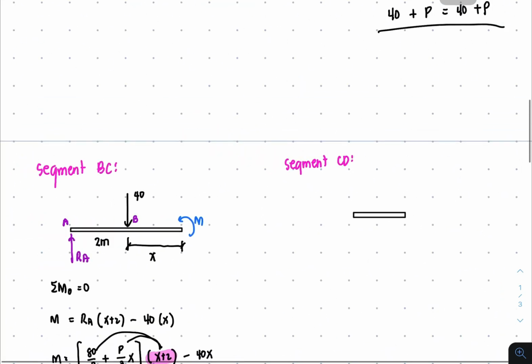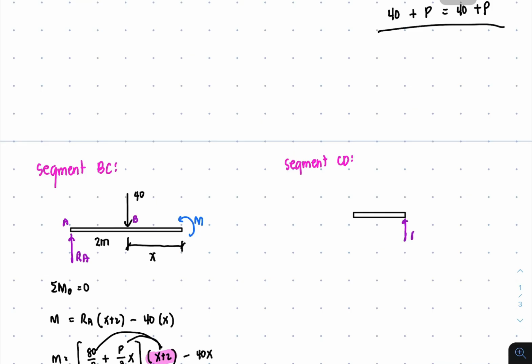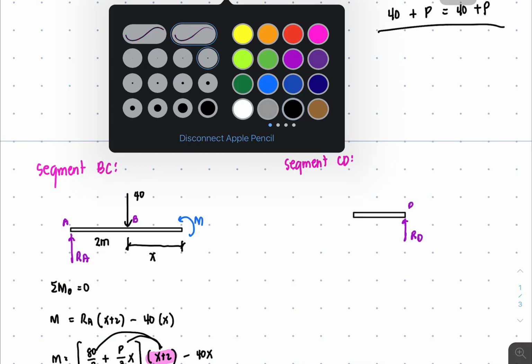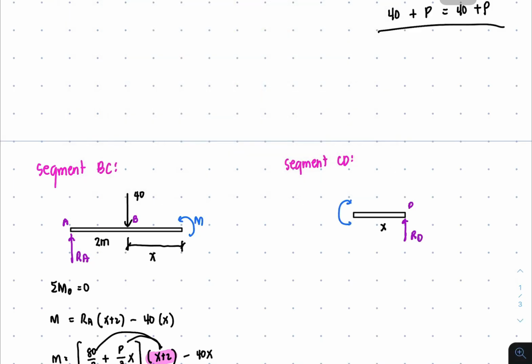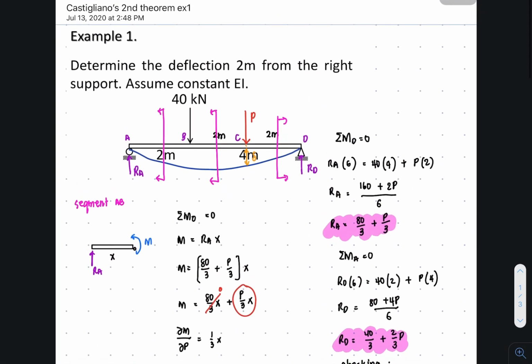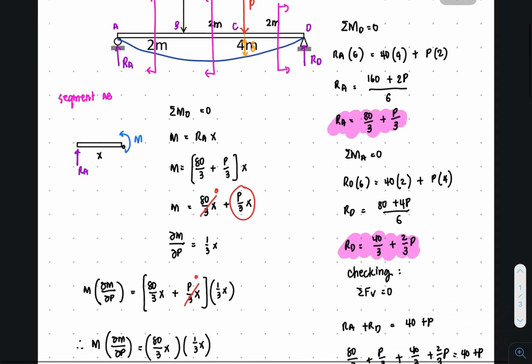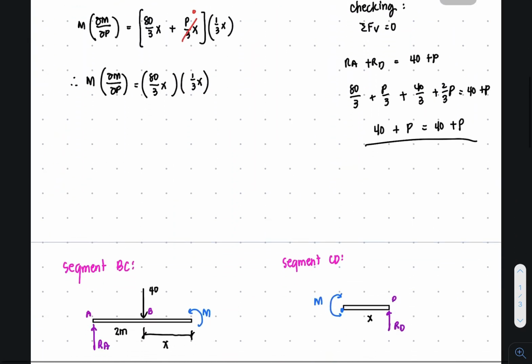And we're going to place the reaction RD, since this is point D now, and this is X, and we have here the moment, since this is the point of cutting. This time, as you observe, P is not part of the section, since we cut through only between C to D, not exactly at C.